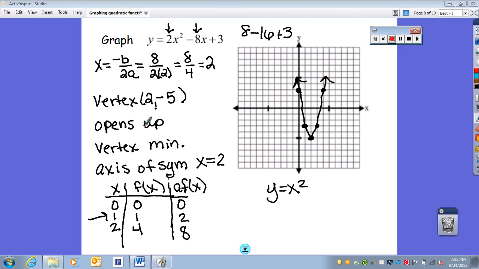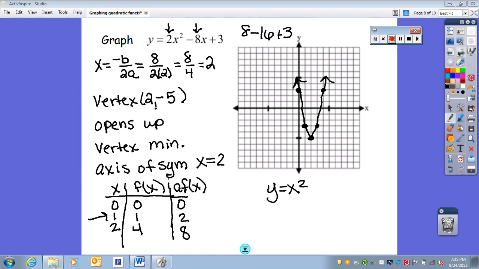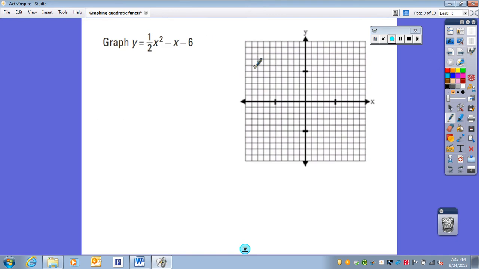Taking a look, my parabola does open up, which makes my vertex a minimum. The axis of symmetry is the vertical line where x equals 2. And another thing, if I take a look at my leading coefficient, it says that my parabola needs to be narrower, and it is. Let's take a look at another example.